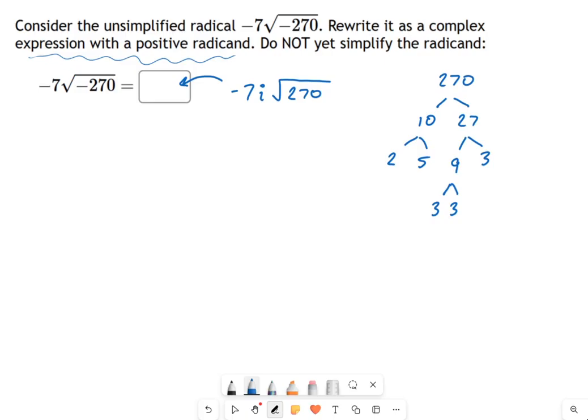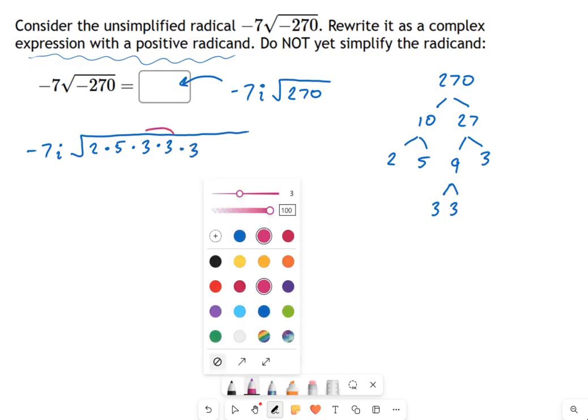So if you think what is going on here, you've got, in its not yet simplified form, -7i on the outside times the square root of 2 times 5 times 3 times 3 times 3. And now it's time to simplify. We grab this pair of 3's, that's the only pair that we see, and we bring it outside the radical.